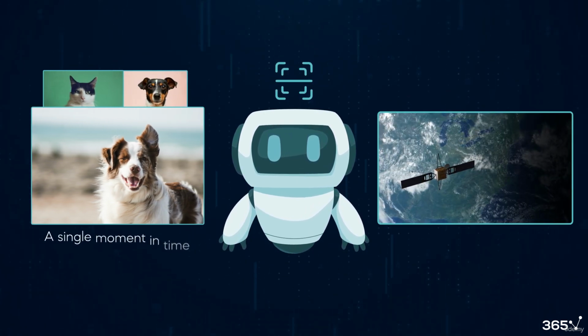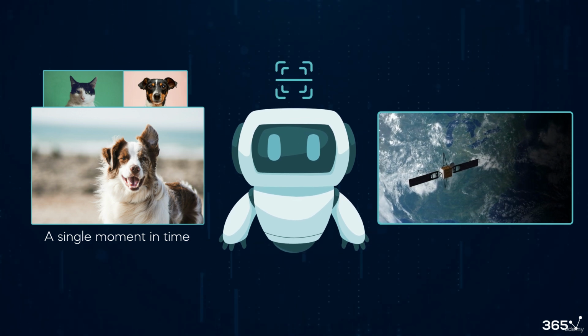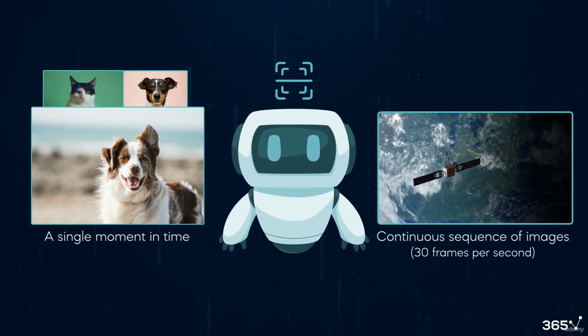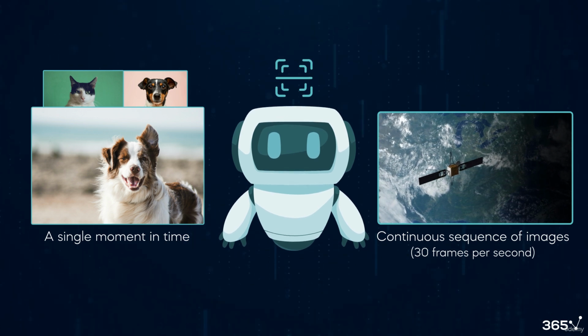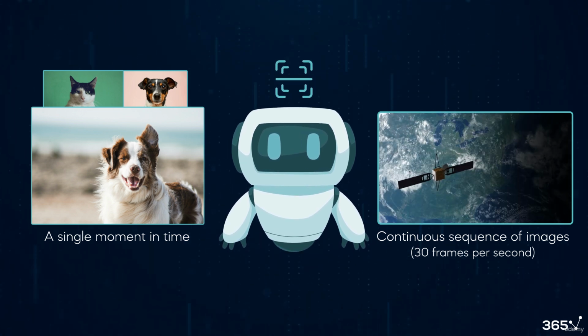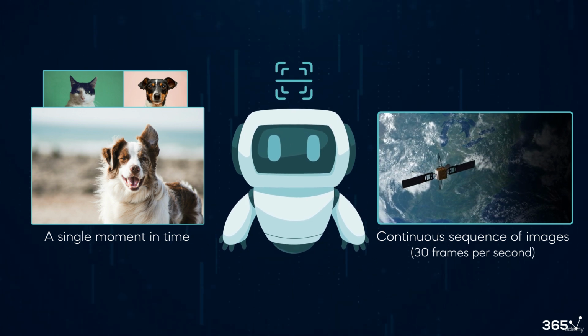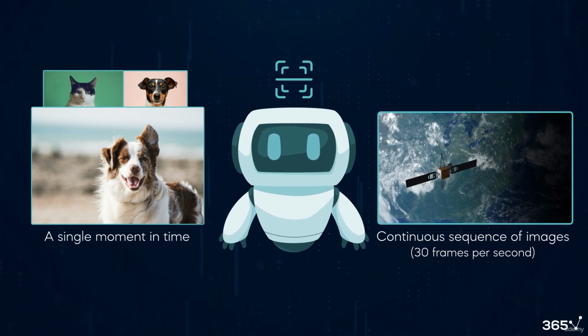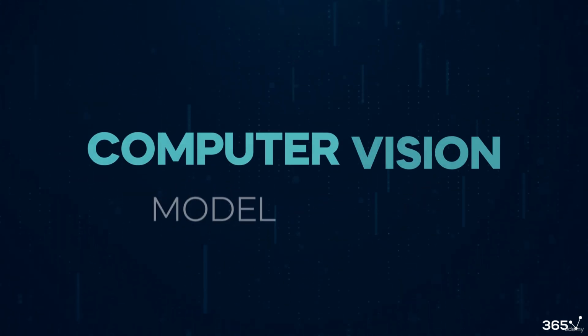Images are simpler because they capture a single moment statically. Conversely, videos are more complex, appearing as continuous sequences of images, for example, 30 frames per second, that require processing. The computer must analyze each frame and understand its context and continuity. There are 4 main families of computer vision models.